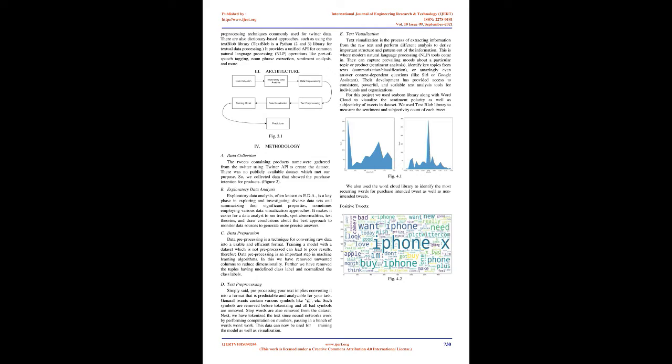These techniques were also used in other studies to apply sentiment analysis to tweets. 7. The Sentiment 140 API, a tokenizer, a part of speech tagger, hierarchical word clusters, and a dependency parser for tweets, the Tweet NLP library, unigrams, bigrams, and stemming are some common pre-processing techniques commonly used for Twitter data. There are also dictionary-based approaches, such as using the TextBlob library.